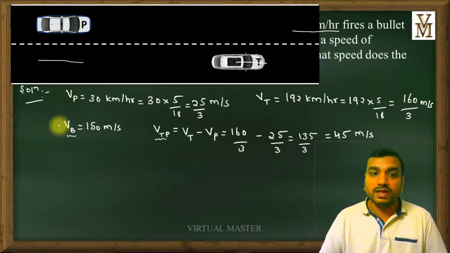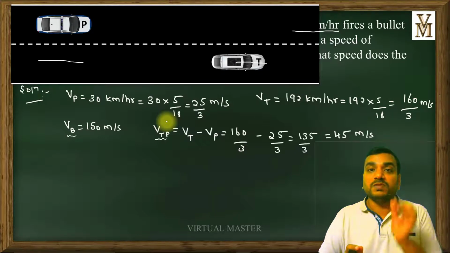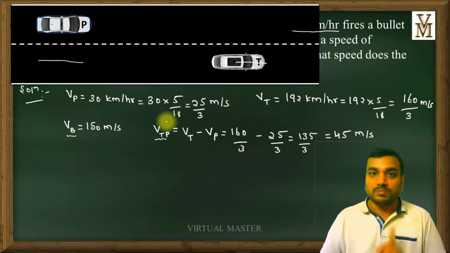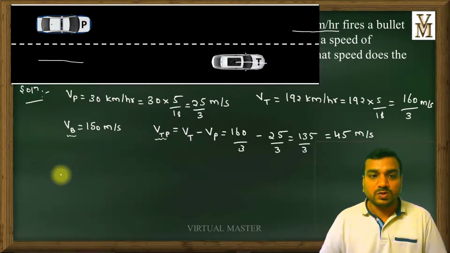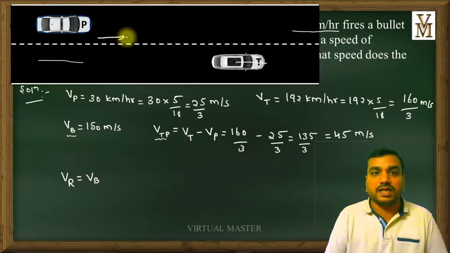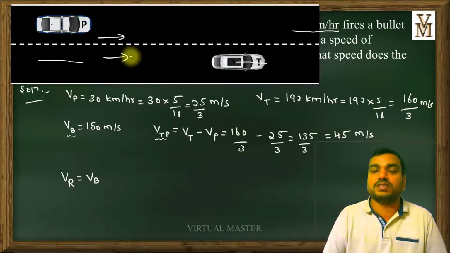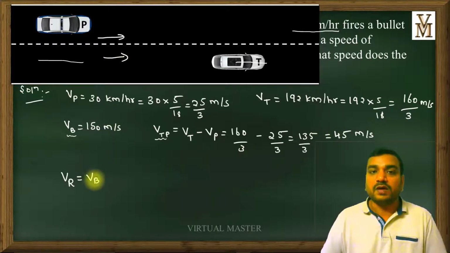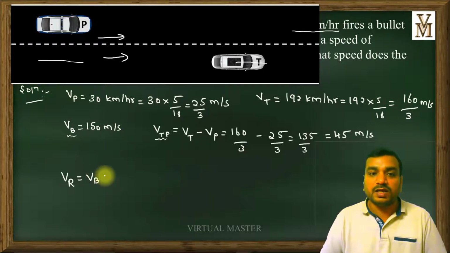Now if I find the relative velocity of the bullet with respect to this relative velocity, then I am going to get the speed with which the bullet is going to hit the thief's car. Okay, so I will call that relative velocity as VR. VR is equal to VB. Since bullet is also moving in this direction and this relative velocity is also directed in this direction only, here I have to subtract the velocity of bullet minus relative velocity VTP.